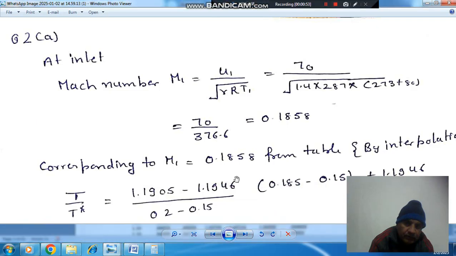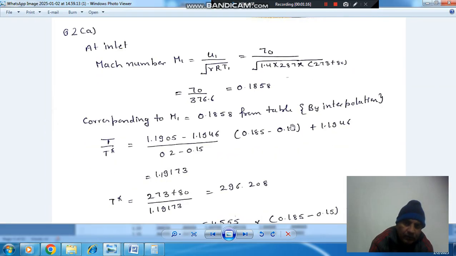so starting with finding the Mach number. As the inlet velocity is 70 meter per second and the temperature is 80 degrees Celsius, the Mach number is u1 by the sonic velocity, and the sonic velocity is square root of gamma R T. So T is 273 plus 80 and u is 70. From this we get the Mach number as 0.1858.